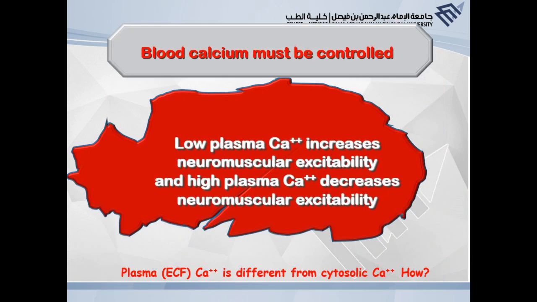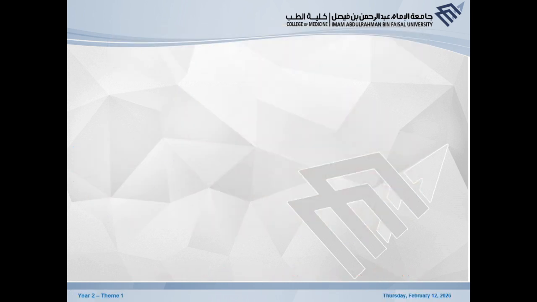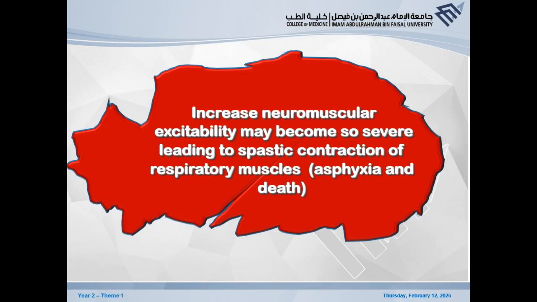So blood calcium must be controlled, because low plasma calcium increases neuromuscular excitability and high plasma calcium decreases neuromuscular excitability. And plasma calcium behaves differently from cytosolic calcium, the question that you asked. You have studied in neuromuscular physiology that if there is increased neuromuscular excitability and the muscle is stimulated again and again, then calcium gets so accumulated inside that it is not going back to the sarcoplasmic reticulum and is increasing in amount. So this will lead to sustained contraction in the muscle, spasm.